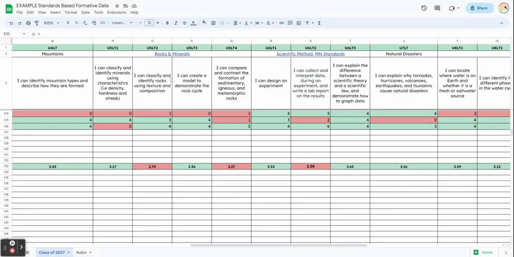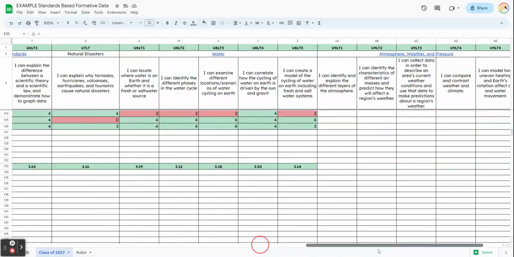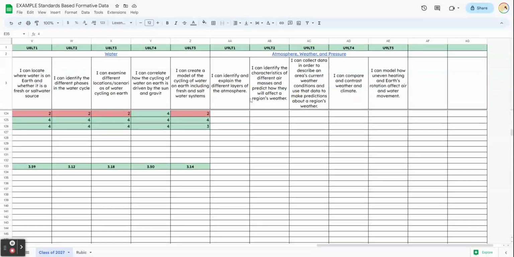One being I can classify and identify rocks using texture and composition. That's definitely a more difficult learning target for my middle schoolers, so they struggled a bit there. Again, here is just comparing the different ways rocks form, which is also another complex learning target. So you can see here that the scores are much lower on average. This is the unit that we are currently on. I plan to test them here soon and update it, and hopefully I will see my averages in the green, because that is the ultimate goal.